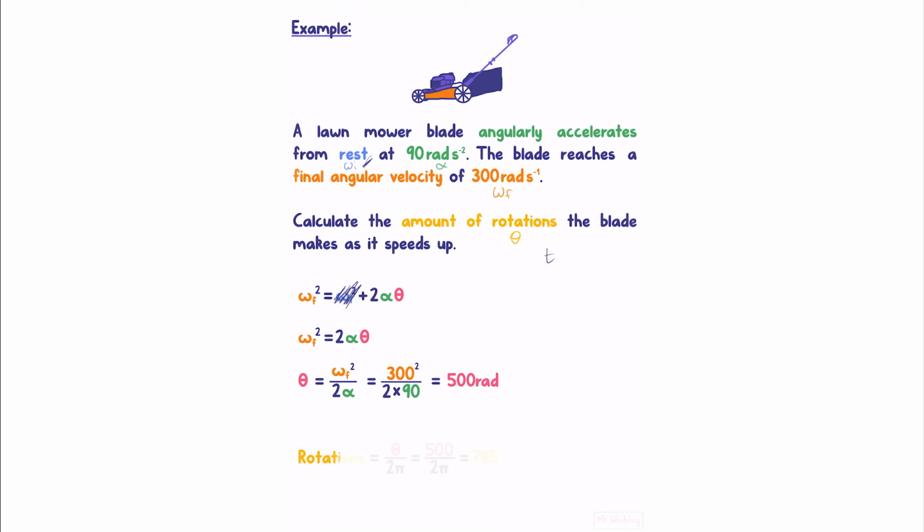To find the amount of rotations, we just need to take our angular displacement and divide it by the amount of radians in one revolution, which is 2 pi. Substituting in our 500 gives us 785 rotations.